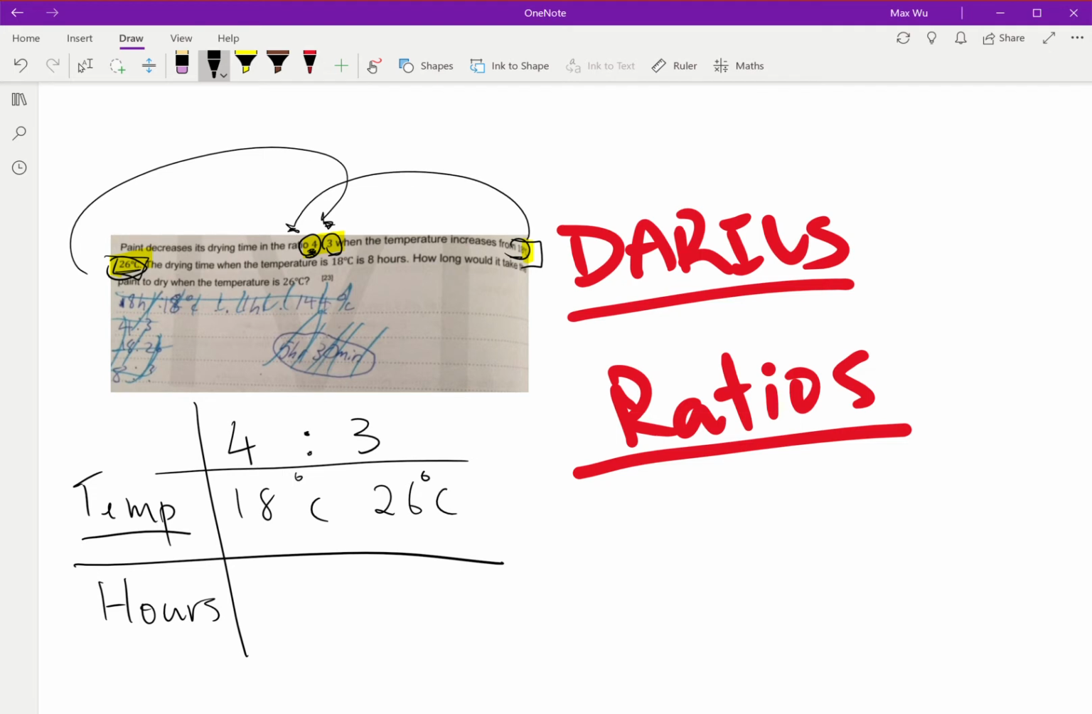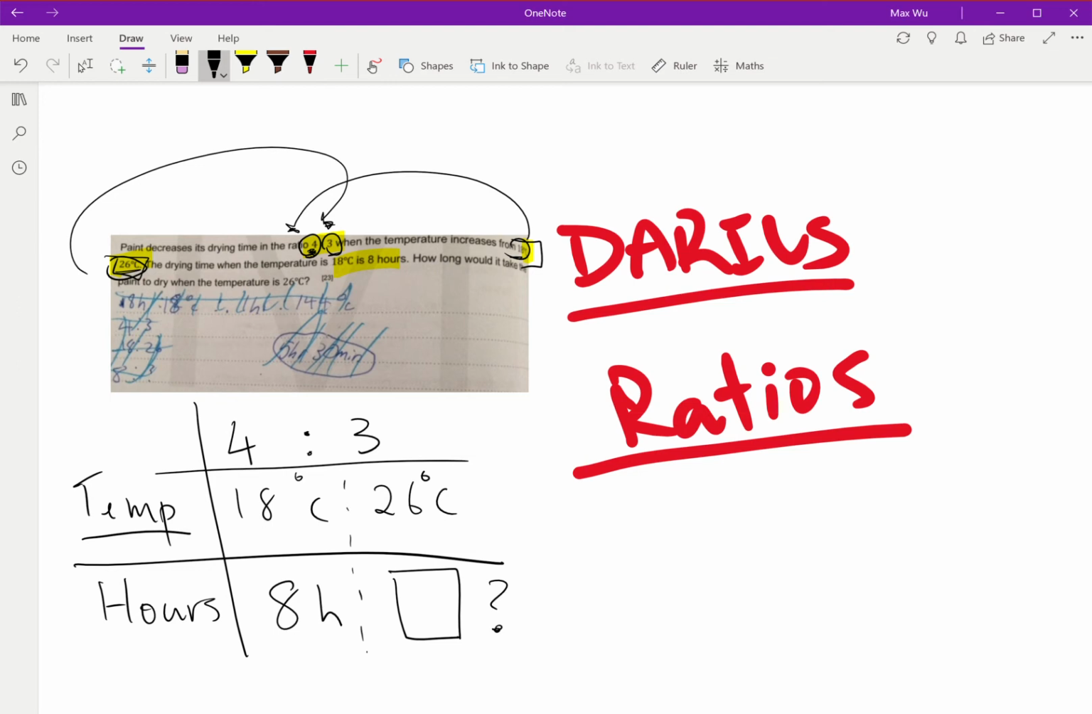Hope that made sense. Now, it says that the drying time when the temperature is 18 degrees is 8 hours. Okay, let's fill that in. So the drying time when the temperature is 18 degrees is 8 hours. How long would it take for the paint to dry when it's 26 degrees? So this is what we want, okay? Does that make sense?